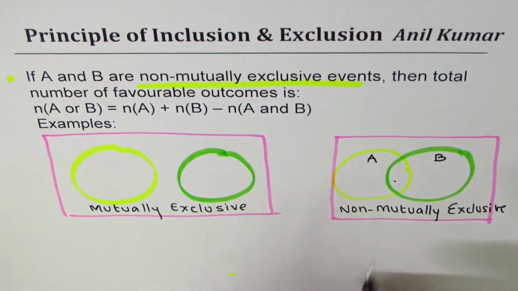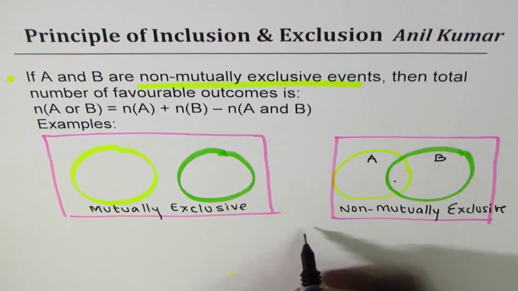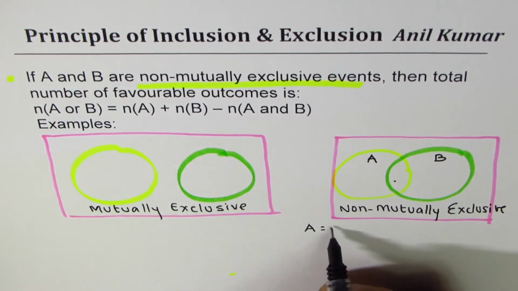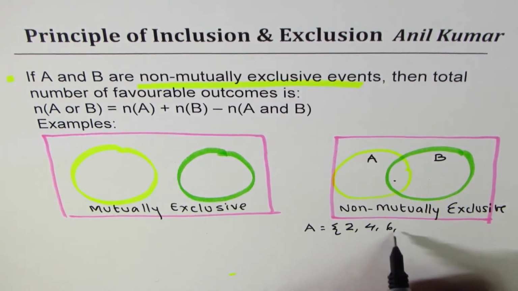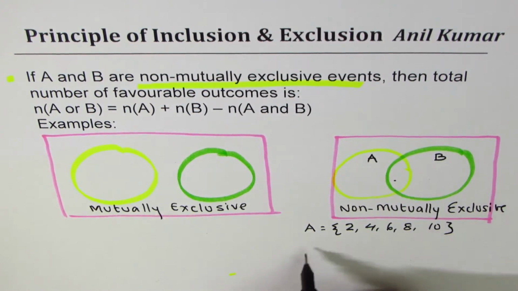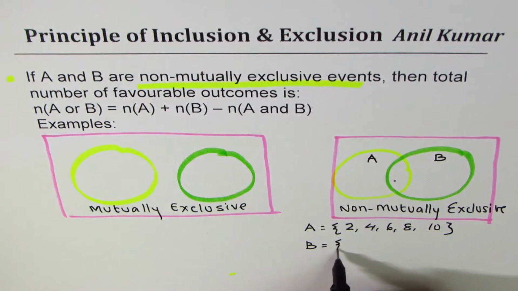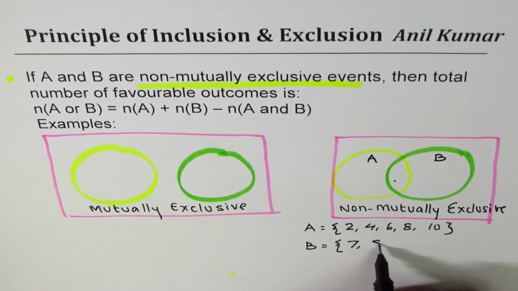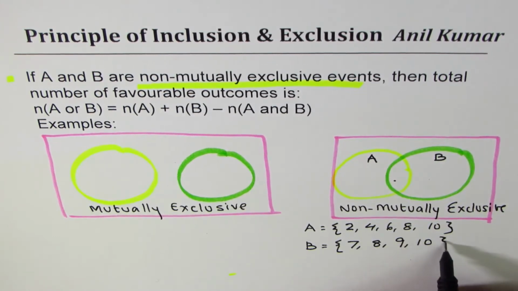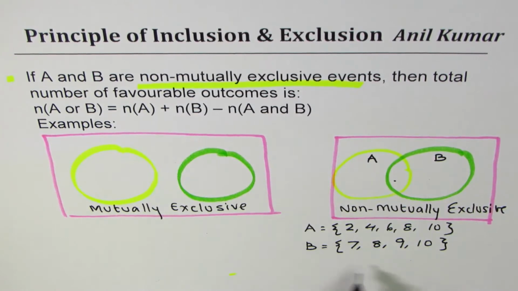Now let's do some examples. Let us say we consider some numbers. A is, let's say, even numbers: 2, 4, 6, 8, and let's stop here. And B is numbers greater than or equal to 7, but less than or equal to 10: 7, 8, 9, and 10. So let's have these two sets. Now the question is, how many elements are there in A or B? That is what we're trying to figure out.